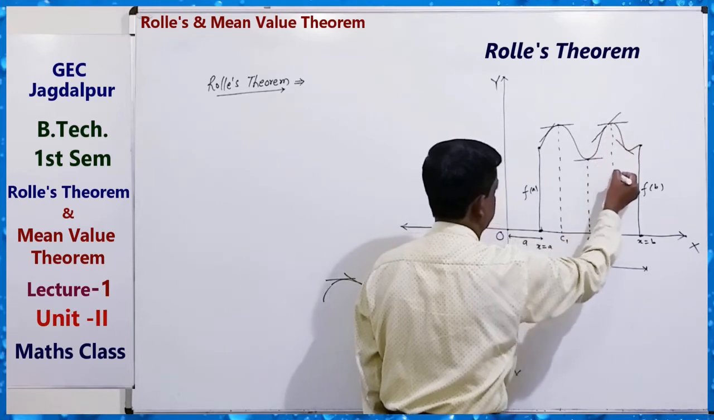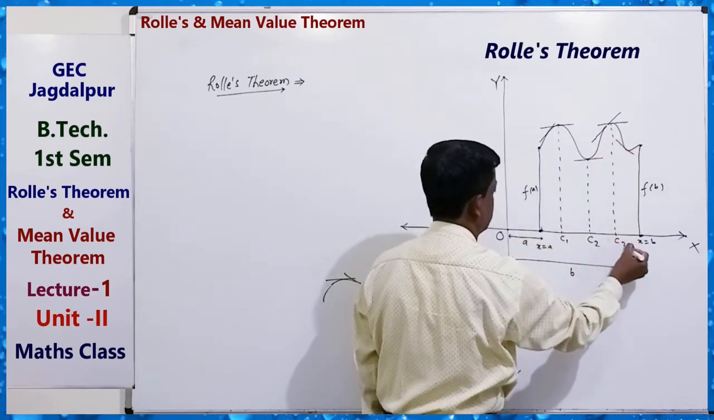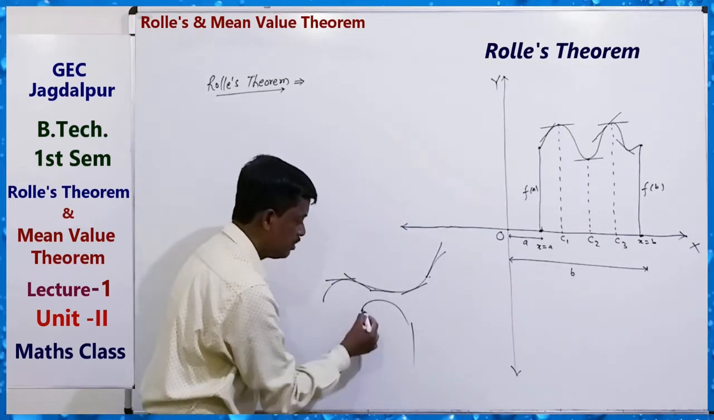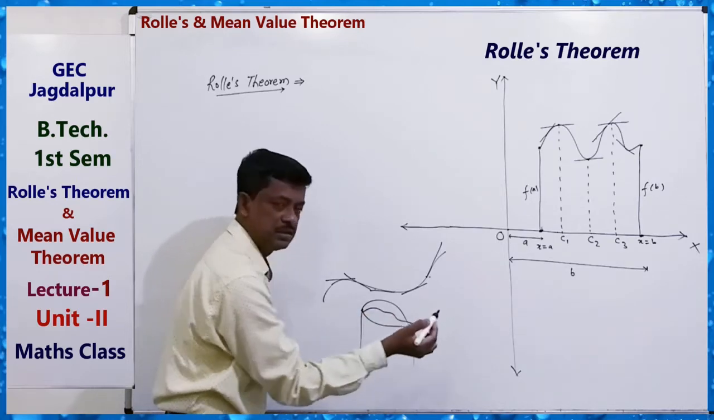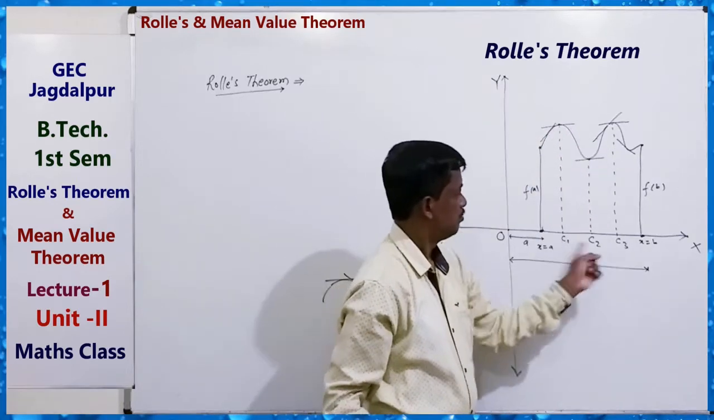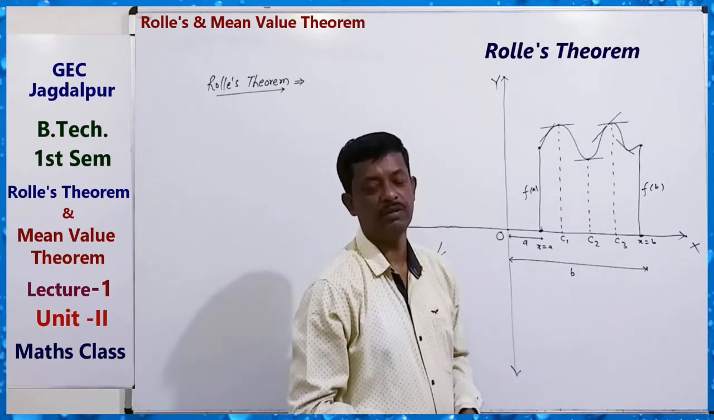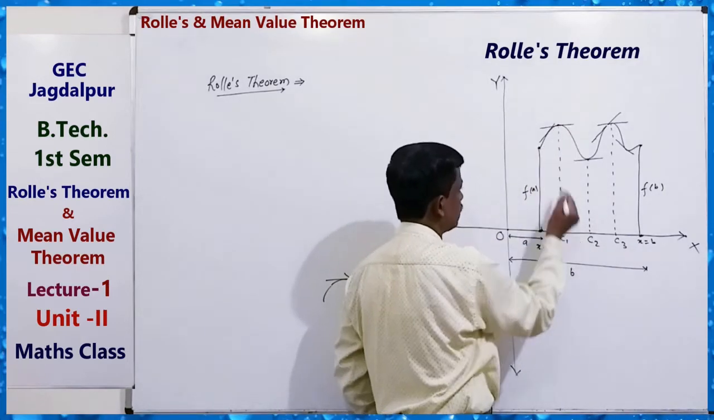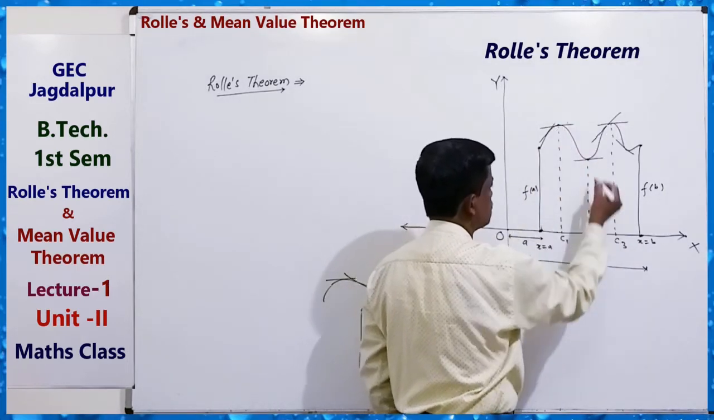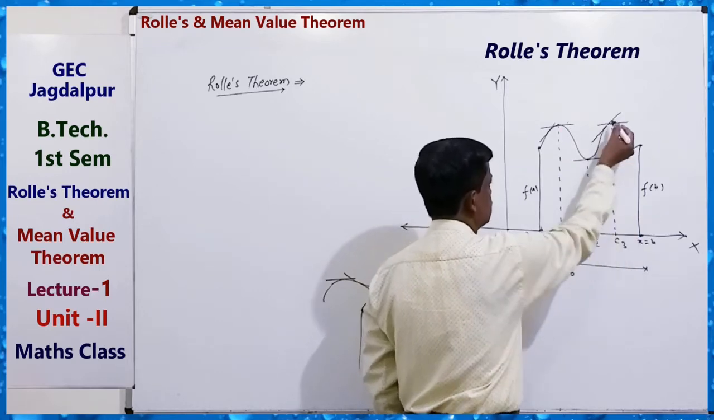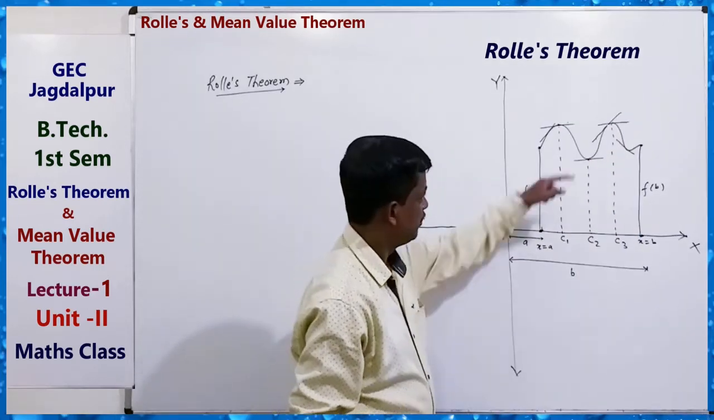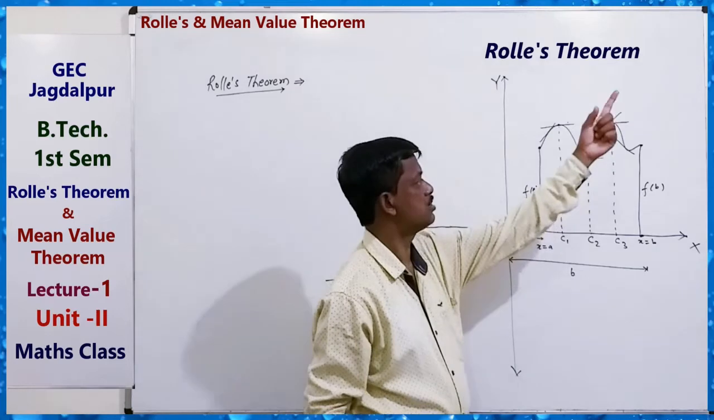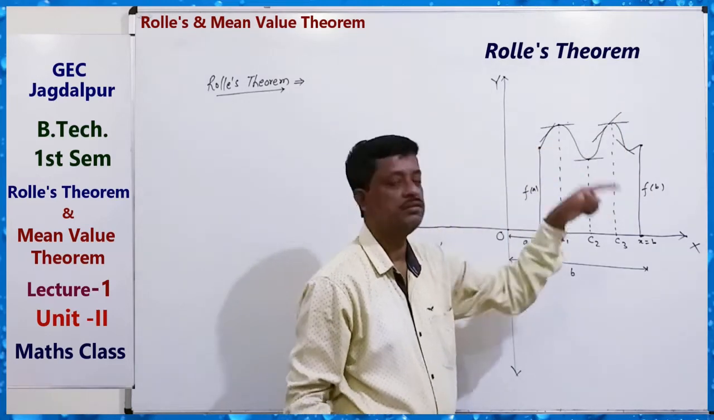Like this point, C3. Maybe one point, maybe like this curve, or maybe like this. So at least one point, maybe 2, 3, 4, 5, 6, 7 points. So at C1, this is the tangent. At C2, this is the tangent. At C3, this is the tangent. There is a line parallel to the x-axis. There are also other tangents, but these three tangents are parallel to the x-axis.